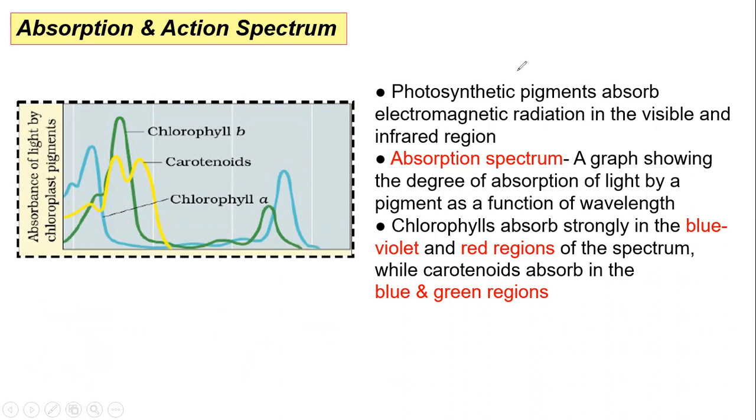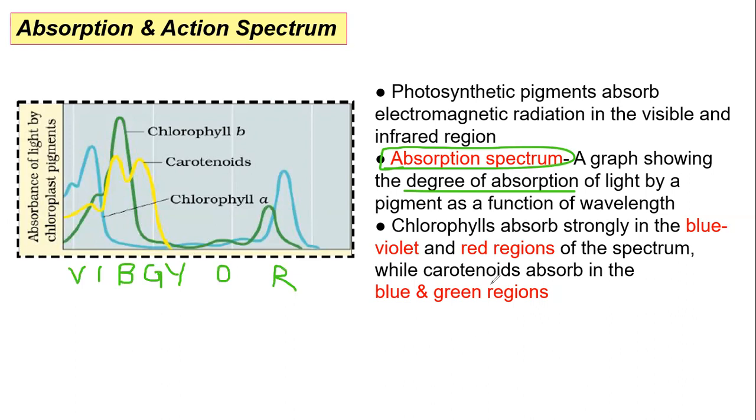Okay, similarly, you will have the absorption spectrum. We'll draw a spectrum, that is, the splitting up of the colors. We are going to draw a graph based on that, showing the degree of absorption of light by a pigment as a function of wavelength. So with respect to wavelength and degree, how much each of these molecules is absorbing the light, you'll find. Suppose we write VIBGYOR over here for the visible region, I'm just drawing it for you.